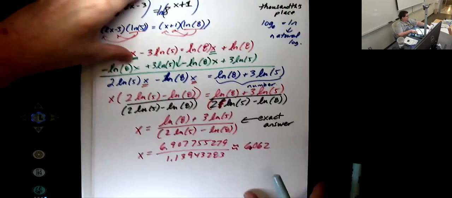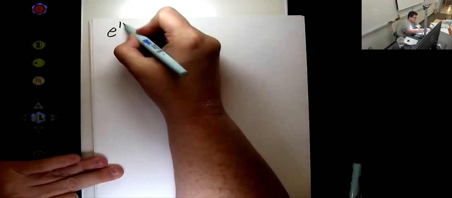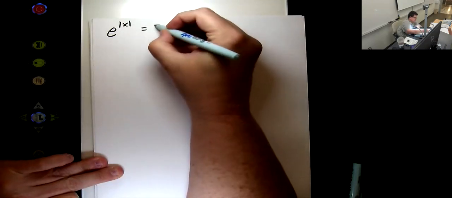You guys ready for more? Let's kick it up. E to the absolute value of x equals 50.